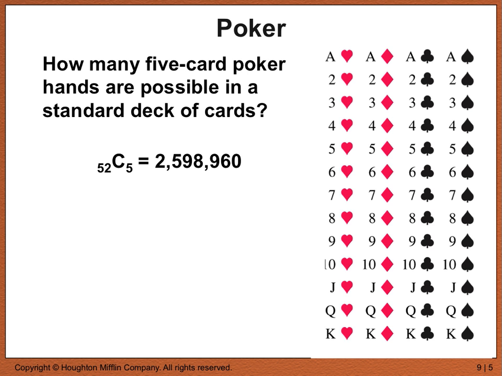Alright, so this is a combination problem, and my n is 52, that's why I have 52 here. My r is 5, my subset, because it's a 5-card hand. And this number, 2,598,960, is the number of all the different possible 5-card poker hands that you can get in the standard deck.